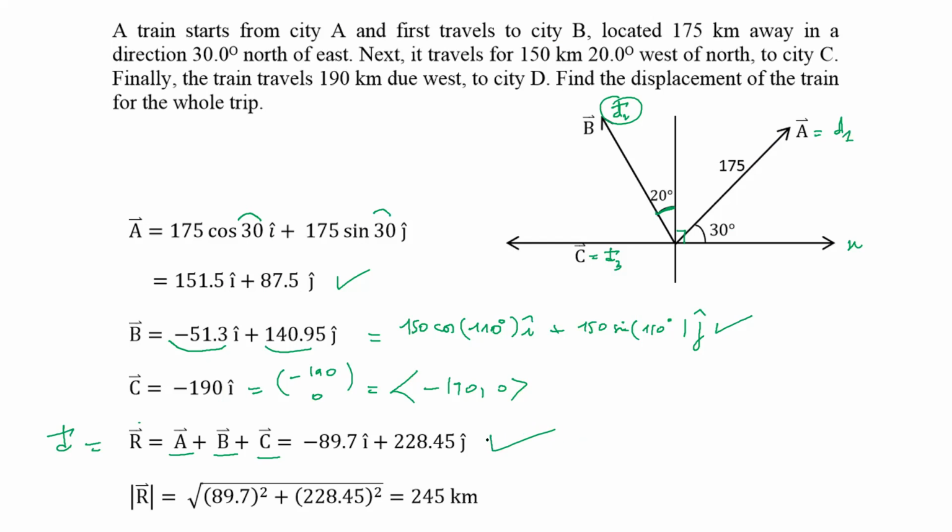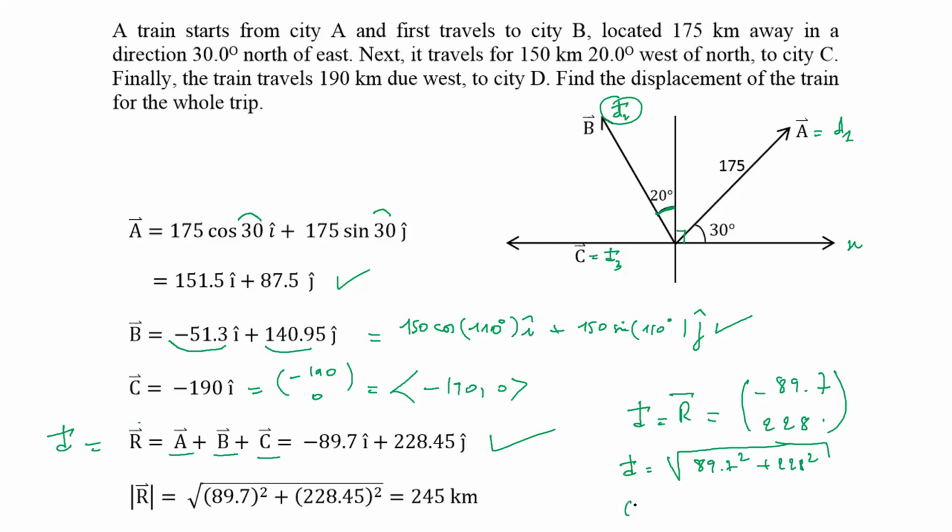Now what is the answer in magnitude angle notation? Well, it's easy. I know that the resultant, total D, has two components, minus 89.7 along I hat and 228 along J hat. Now, what is the magnitude of this? The magnitude of D is just the square root of 89.7 squared, because the minus goes away, plus 228 squared. This is the magnitude. Now, what is the direction?